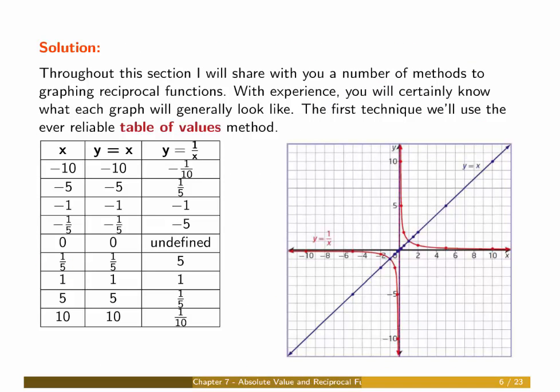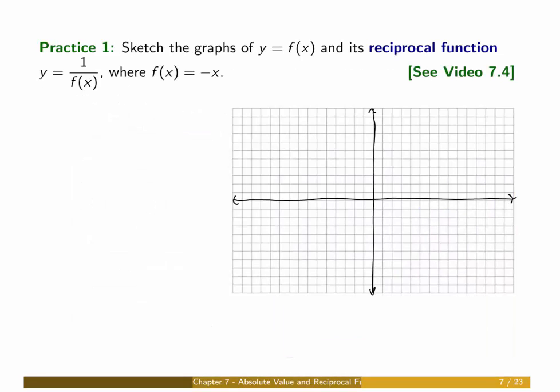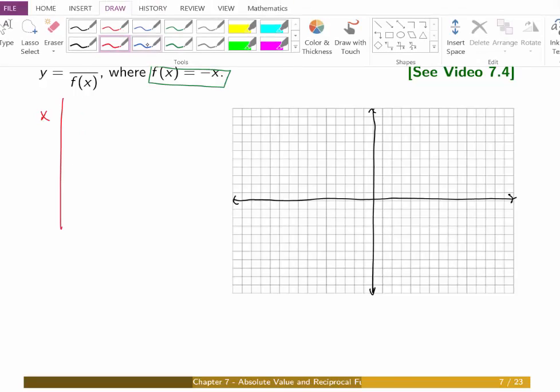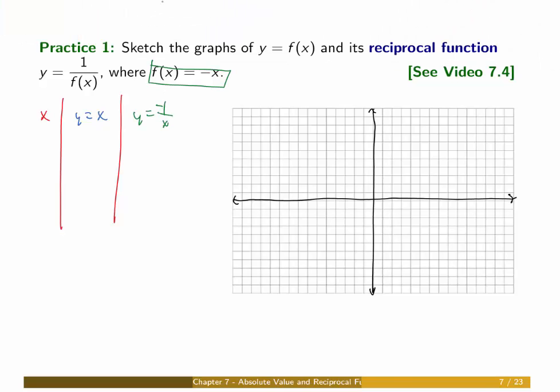So I went through an example, and the first way I graphed it is with the table of values. Let's go ahead and graph with the table of values and see what this gives us. The first function we're going to look at is f of x equals negative x, and there's a reason I'm doing this in different colors. The first step is to find the intercepts.